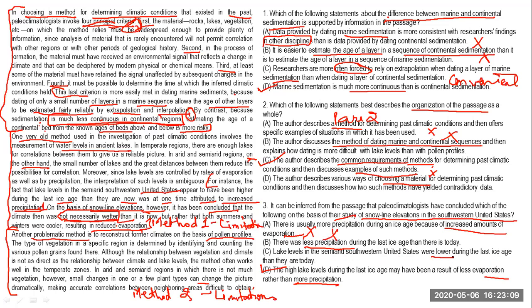And this says lake levels were lower, so that is the opposite. Lake levels in the last ice age were higher is what we read. So C also goes out. Contradictory. Moving on to the next questions.